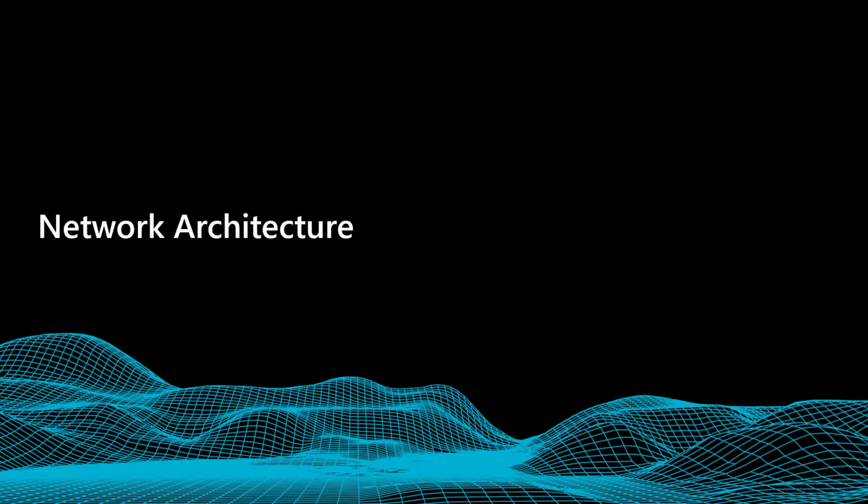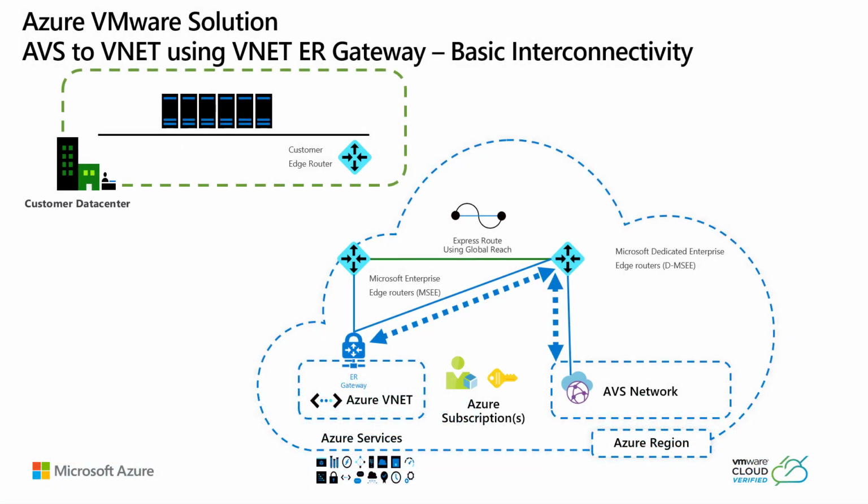Let's move into the network architecture next. Network interconnectivity between your Azure VMware Solution private cloud and on-prem environment or virtual networks in Azure enables you to access and use your private cloud. There are two types of AVS private cloud interconnectivity. There's basic interconnectivity, which enables you to manage and use your private cloud with only a single virtual network in Azure, and then the full on-premises to private cloud interconnectivity, which extends the virtual network connectivity to also include interconnectivity between on-premises environments and AVS private clouds.